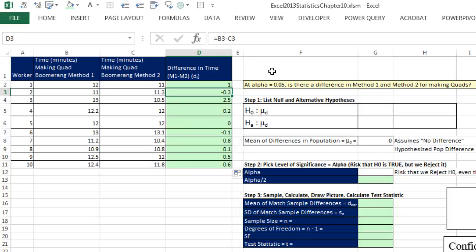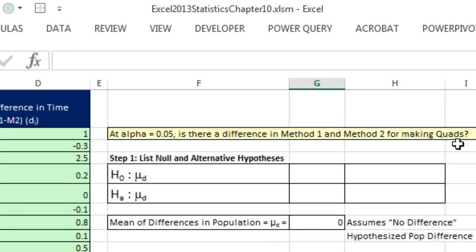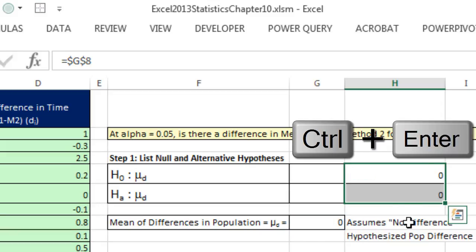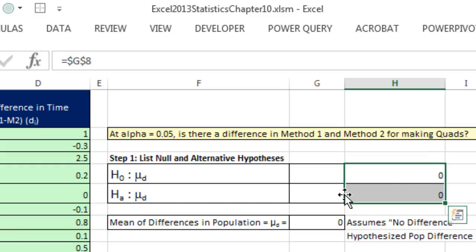Now, our question is, at alpha of 0.05, is there a difference in method 1 and method 2 for making quads? And so we always set up our alternative hypothesis first. So H sub A for hypothesis alternative, colon, and then mu sub D. We're going to assume that mu sub D, the mean of the differences, is 0. So just as we've done before, both null and alternative will be compared to the mean of the differences in the population. So I'm going to say equals, click on that 0, F4 to lock it, and Control Enter to populate that formula down.